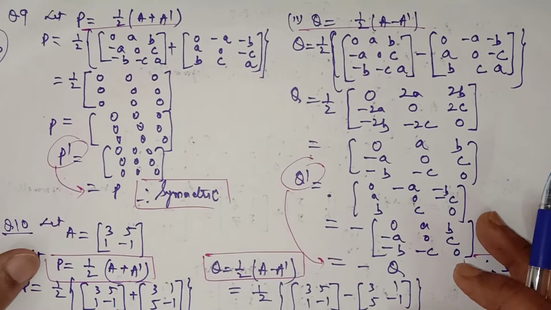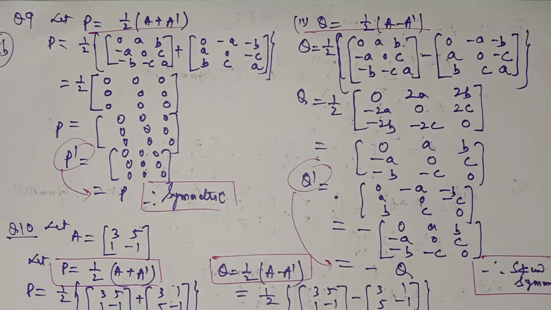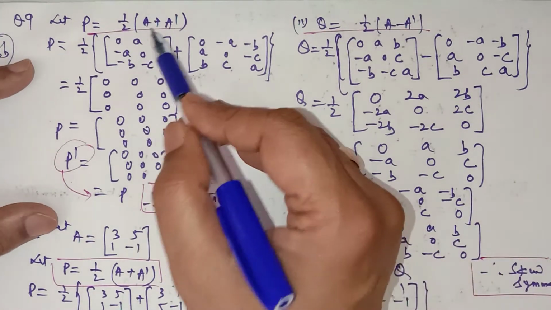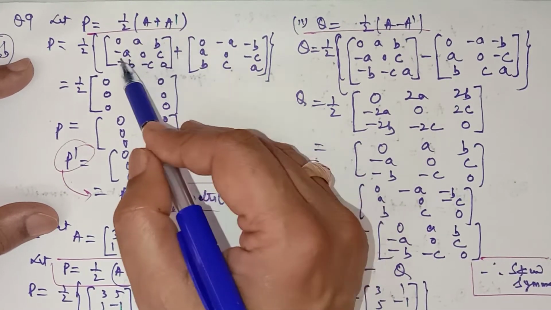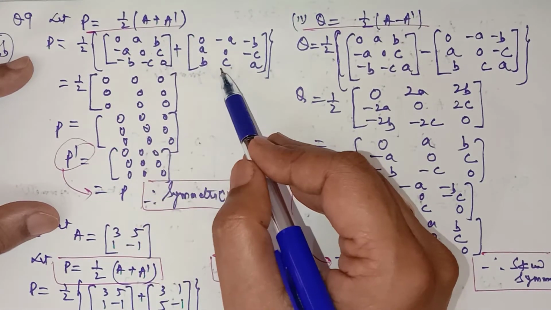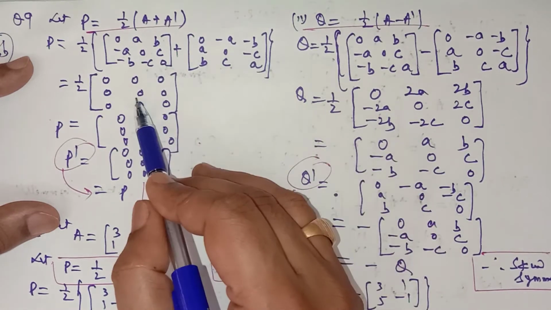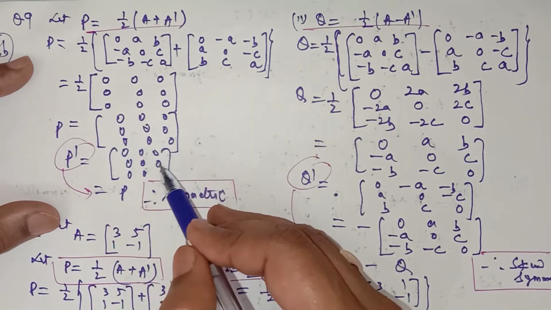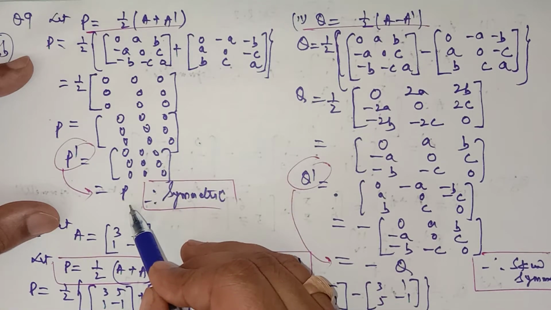You learn it. Now in question number 9, again the same thing is there. You have to prove that half of A plus A transpose is symmetric and half of A minus A transpose is skew symmetric. The matrix A is given as 0 a b, minus a 0 c, minus b minus c 0, and the transpose of this matrix is this. Add these two, which comes out to be a null matrix, and if we find the transpose of this null matrix, it will be a null matrix, that is, it will be equal to P, so it means it is a symmetric matrix.